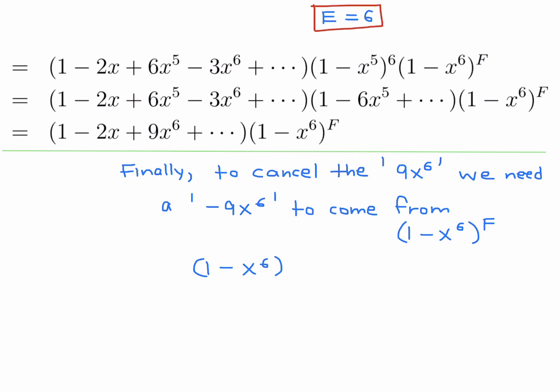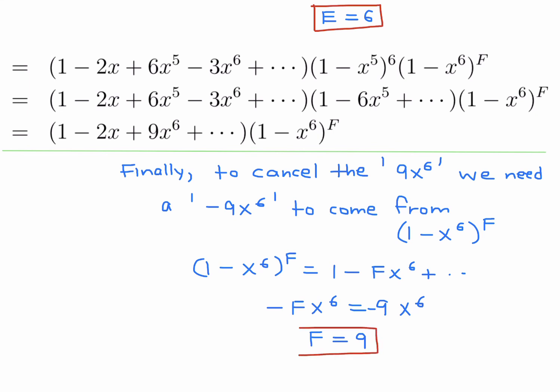So, as always, with this question, we have to use the binomial theorem to expand. And when we do, we get 1 minus fx plus ... And then this, therefore, has to be 9x to the 6th. So minus fx to the 6th has to be equal to 9x to the 6th. Therefore, it had to be negative 9x to the 6th. That's what we need to cancel. So therefore, f is equal to 9.